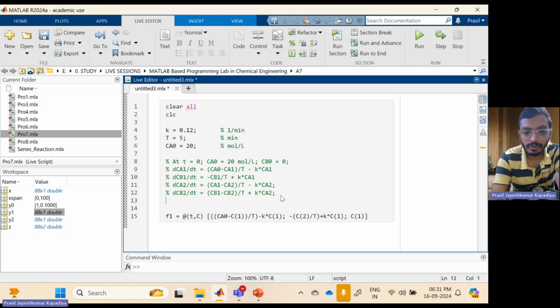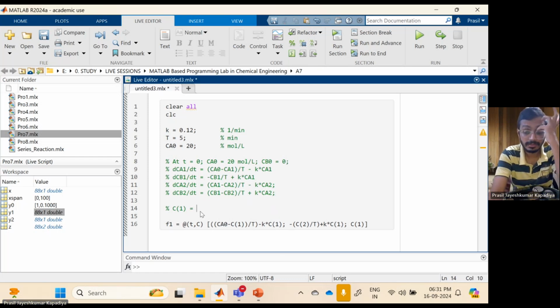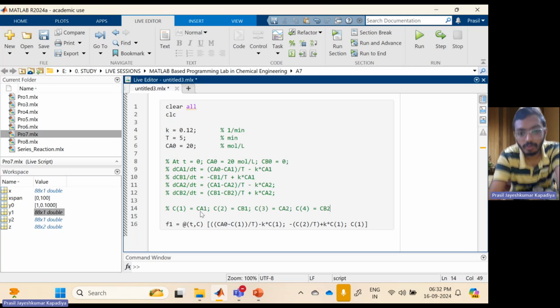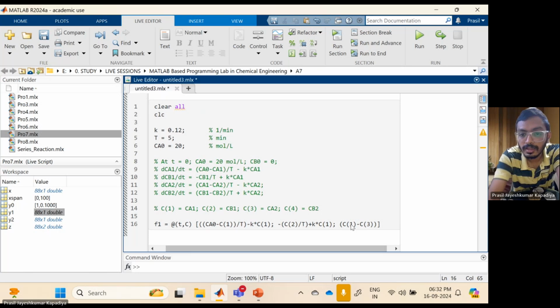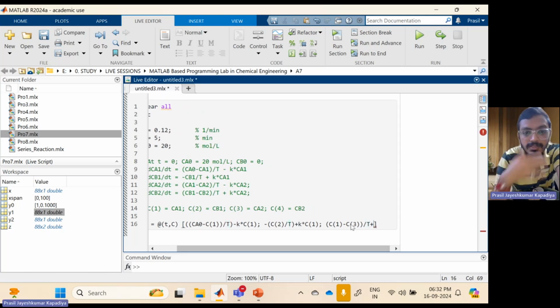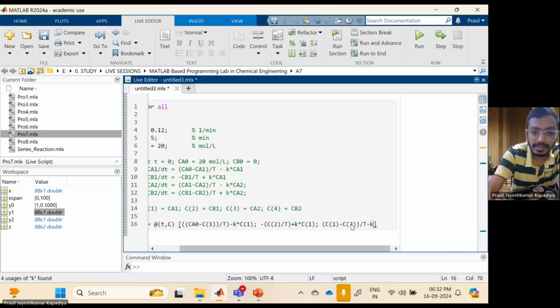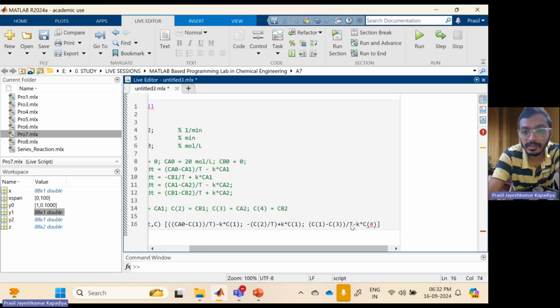Just to avoid confusion, let me write it down: P of 1 is equal to this P1, P of 2 is equal to P2, P of 3 is equal to P3 and P of 4 equal to P4. So we will write it down here. The third equation is P1 minus P3, that is P of 1 minus P of 3, divided by T minus K into P of 3. Correct? This is my third equation.